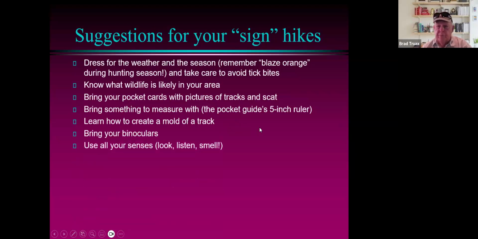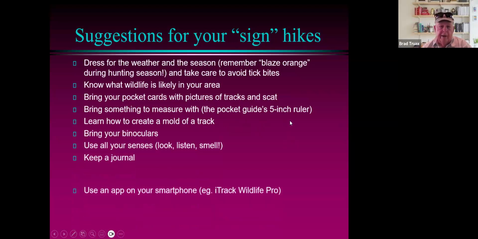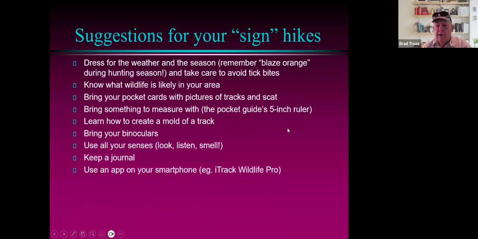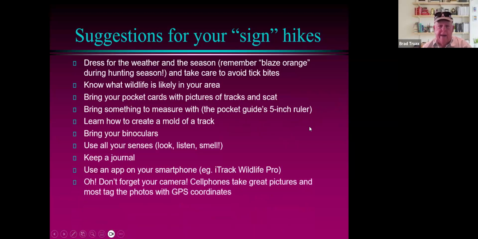Use all your senses. Remember, you're going to be looking, listening, and smelling. Keep a journal. Journal could either be on paper, or many smartphones now have journal capability. And use an app on your smartphone. As I mentioned, I like iTrack Wildlife Pro, but there are a whole host of smartphone apps that you can use that have both tracks and scat.